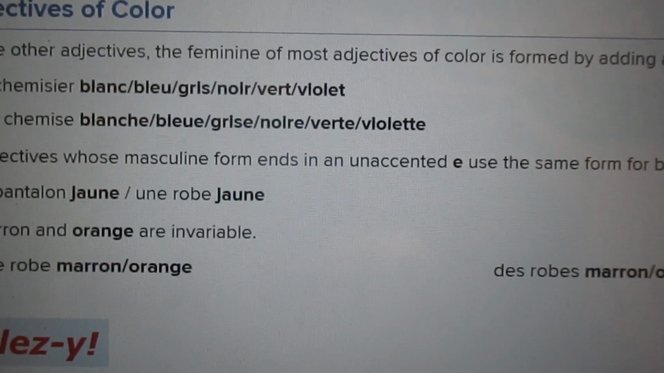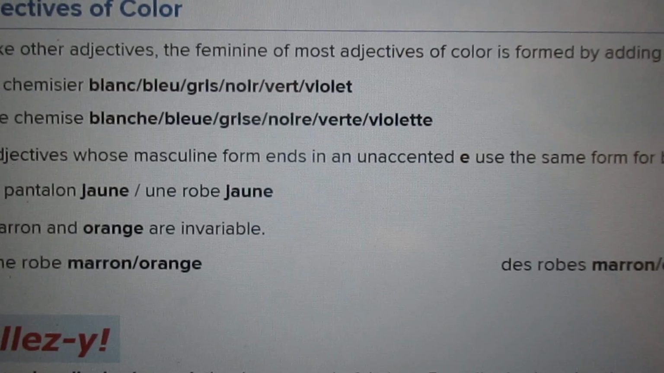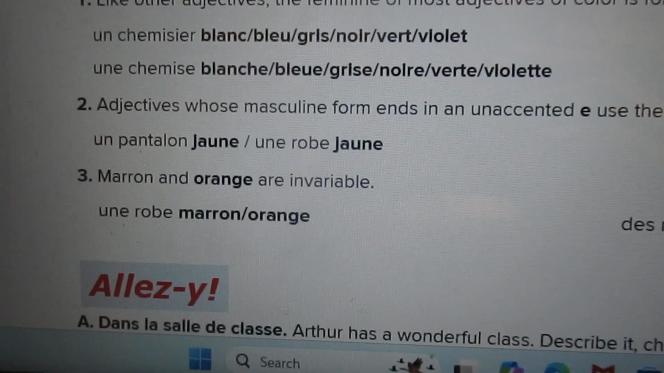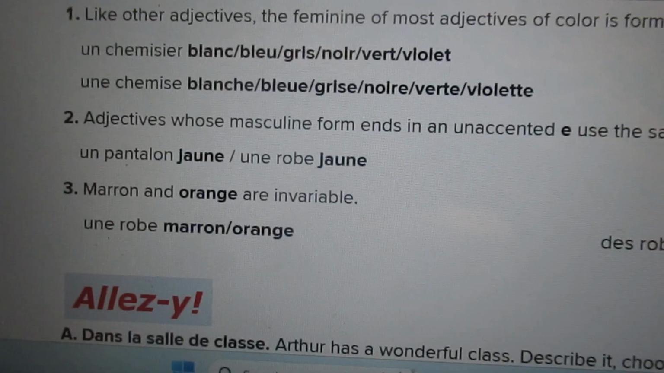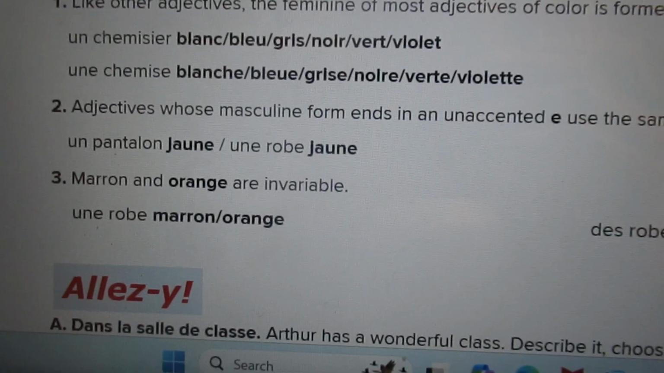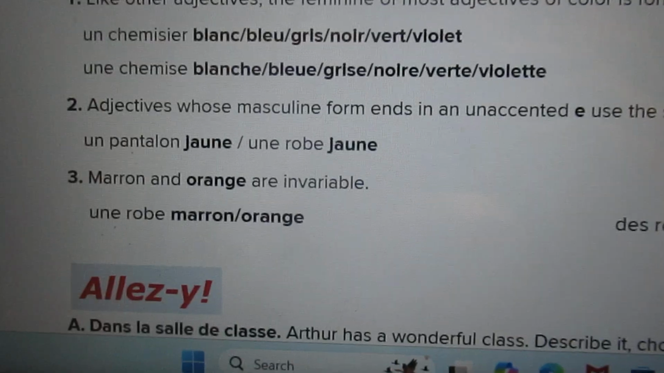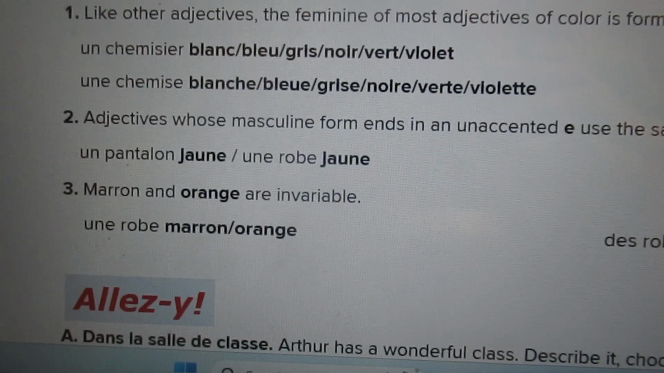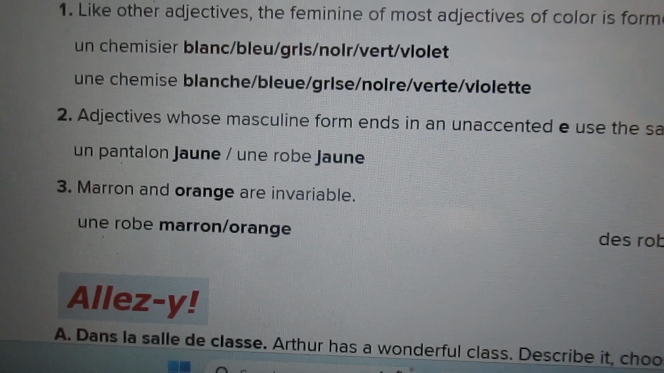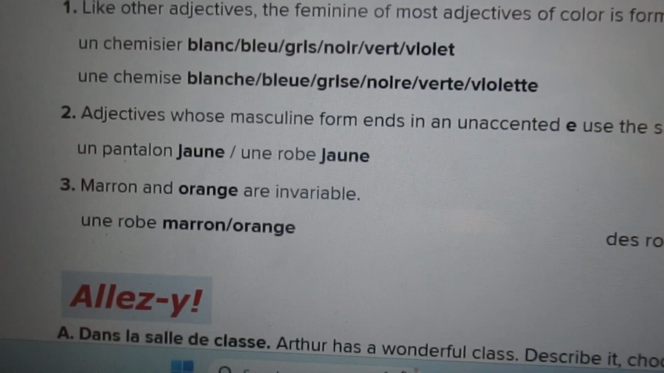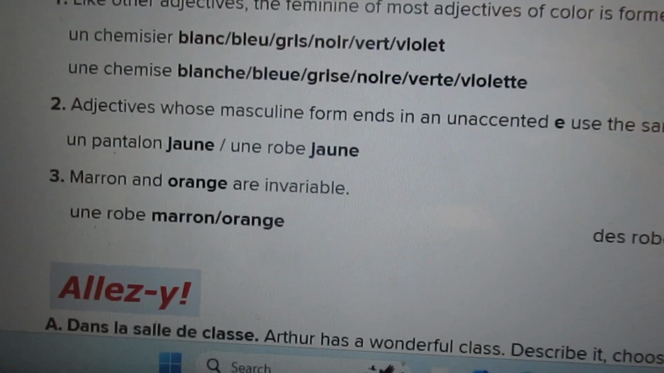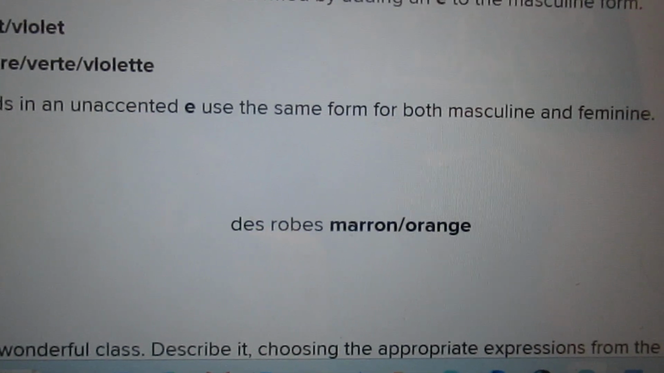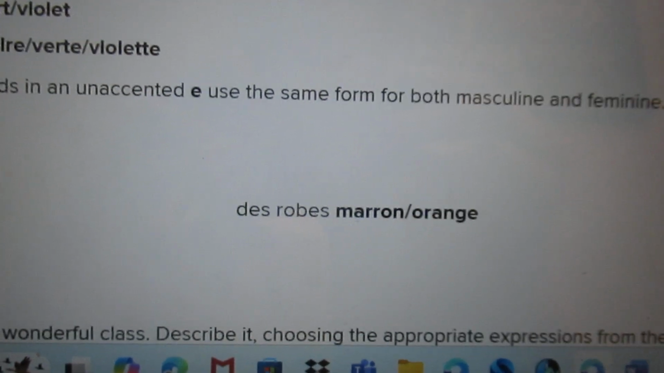Then they note that there is the color jaune. And we're going to use that whether it's masculine or feminine. Un pantalon jaune, une robe jaune. And then we have two that don't want to follow the rules, marron et orange. Right, they're invariable, meaning they don't change. Une robe marron, we're not going to add an E to marron. And of course, orange already has an E. Okay, and then if we have it in the plural, des robes marron, orange, we don't even see an S.